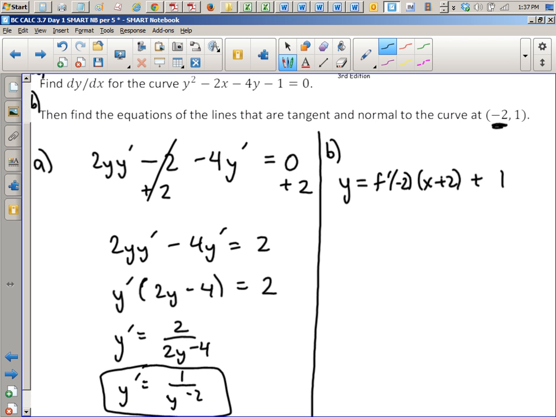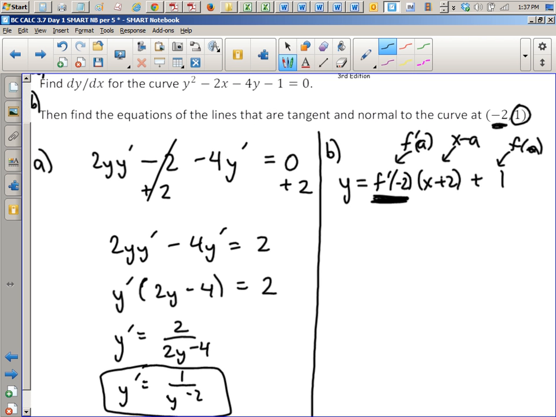Okay? This is f prime of a. This is x minus a, right? This is f of a. Interesting thing about this problem is they gave us f of a. It was 1. It says right here, (-2, 1). So we got that for free. So this is actually going to be really easy. We're just going to find the derivative at x equals -2. So this is the only part that's kind of hard to figure out. What is that?